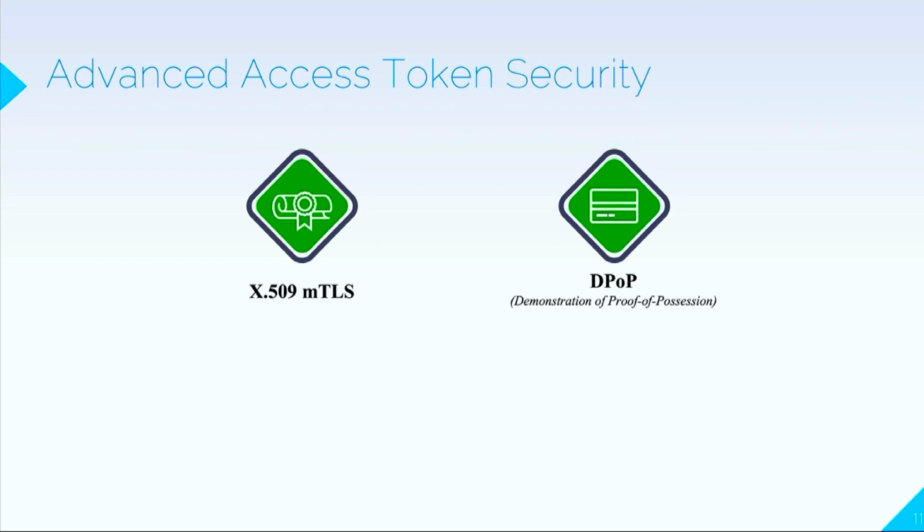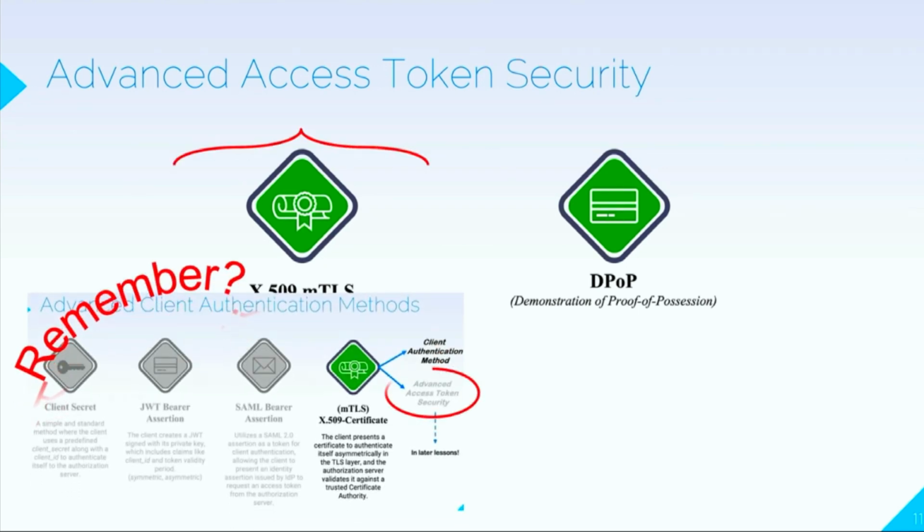DPoP. Both mechanisms are part of the FAPI2 standards, which aim to enhance security and interoperability in high-risk environments such as financial services. We have already discussed X509 MTLS in previous lessons as a client authentication method. Now we will explore how it functions as an advanced token security mechanism.